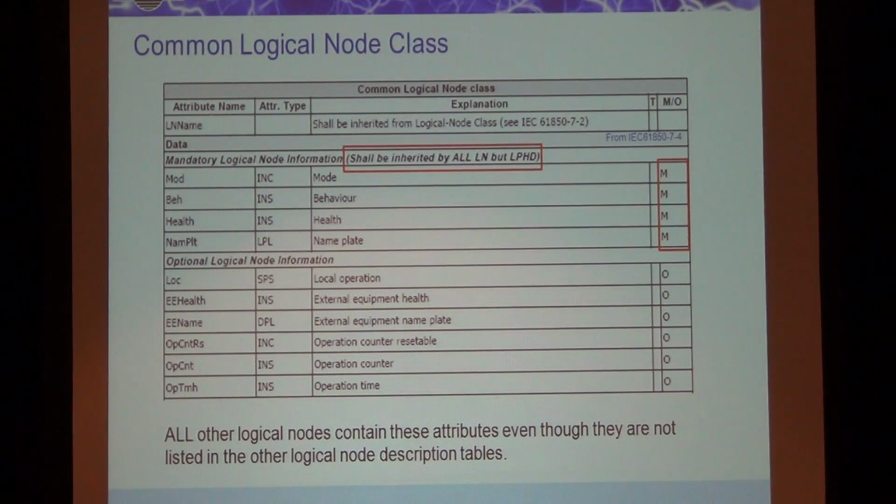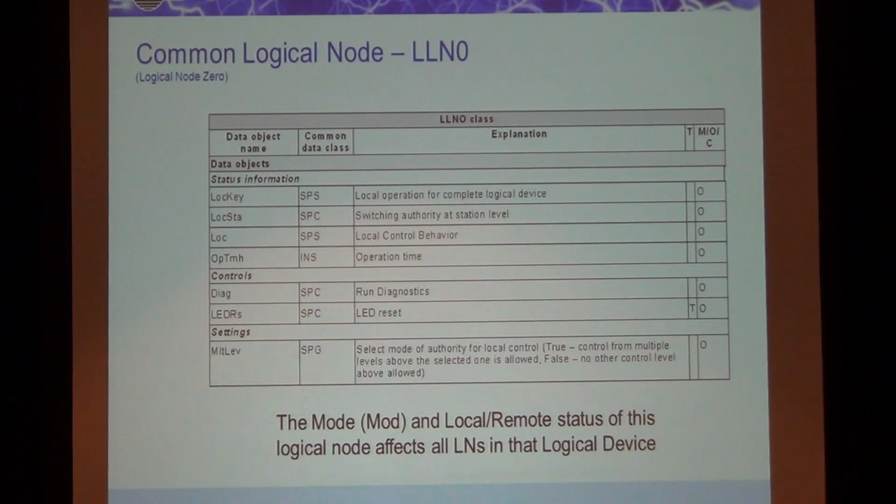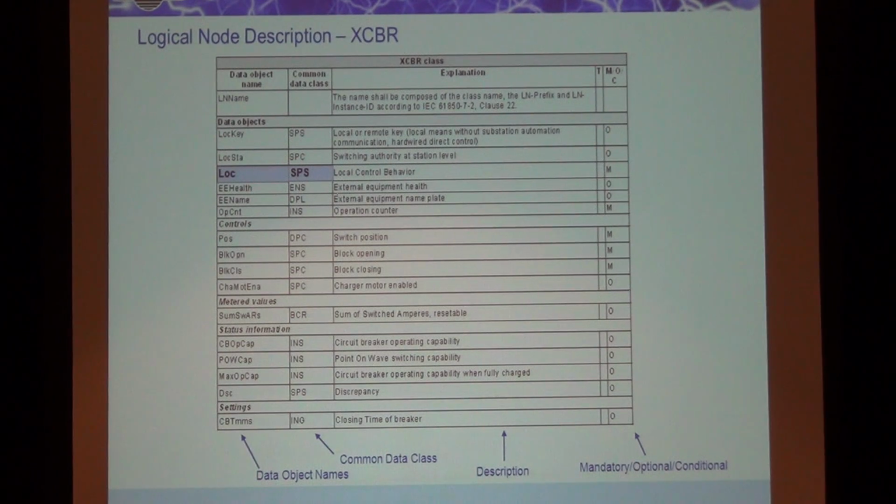There's a common logical node, and I put this up there simply to show that every logical node has these common functions in it. So every single logical node has mode, behavior, health, and a nameplate associated with it. So every power system function that's defined in 61850 has these parameters associated with it. You have a common logical node that defines the status, like a global logical node for the entire logical device. So you get mode, behavior, and health for the logical device itself. And then you have individual logical nodes that describe the information associated with those specific power system functions.